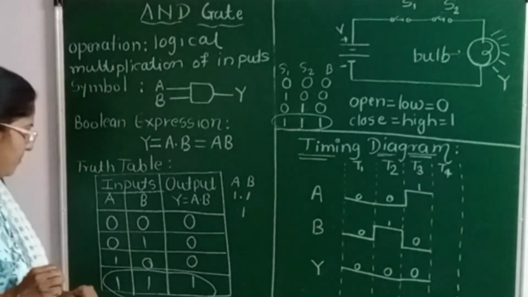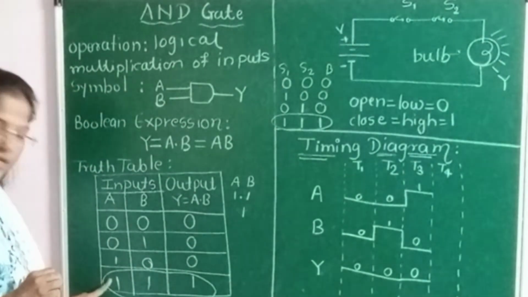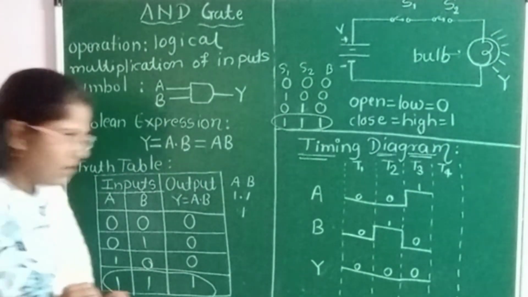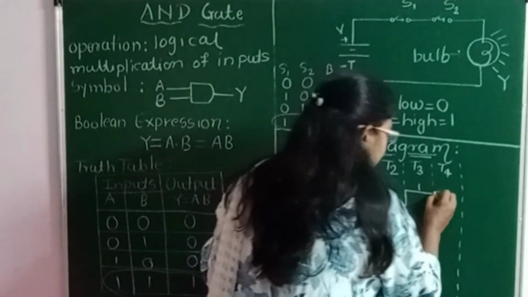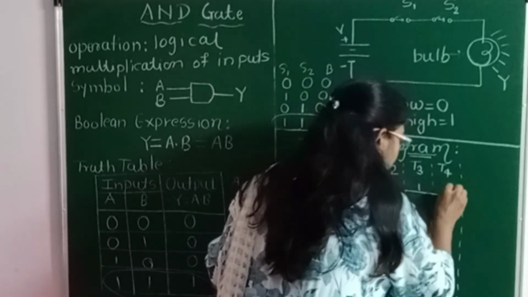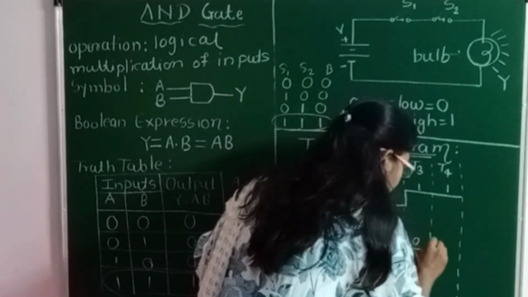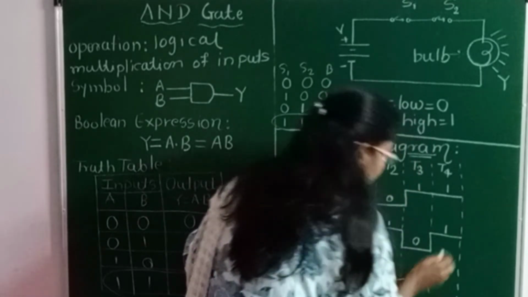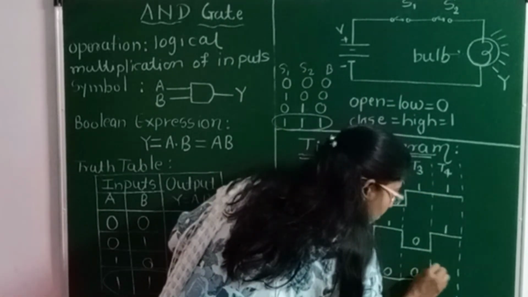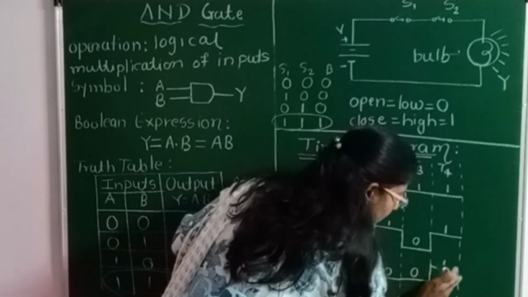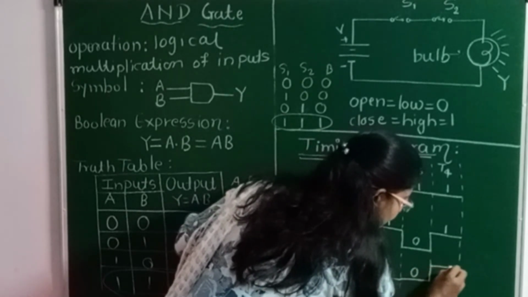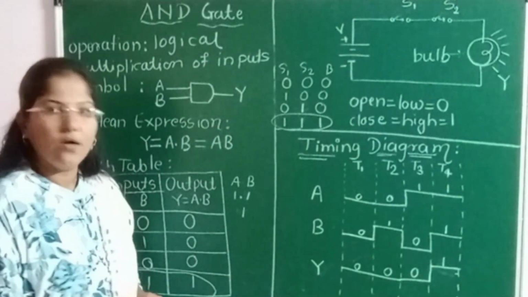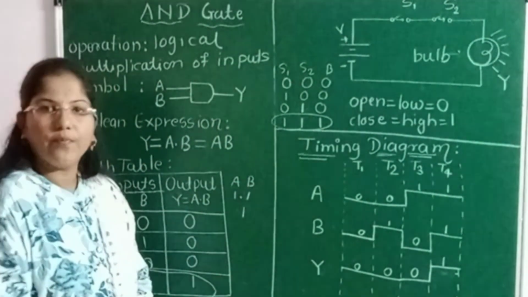Now see the last input combination, A equal to 1, B equal to 1 and the output is also 1. Previously the output was 0, so now make it 1. Now see, both of the inputs are 1. So the output of the AND gate is 1. So this is how we can draw the timing diagram for the AND gate.